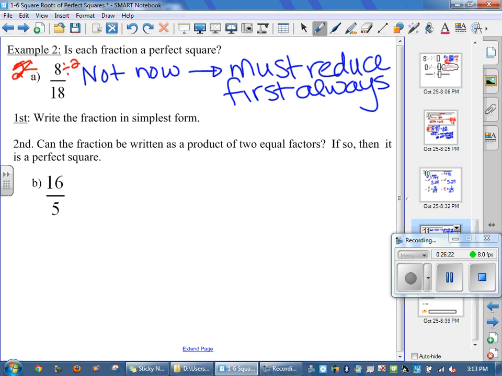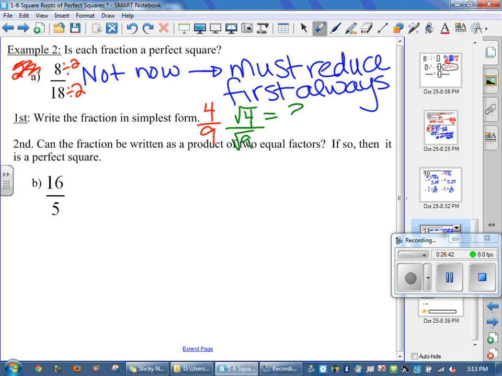Is that a perfect square? Yes, because both the top and bottom both are. We can check because we have to take the square root of them to check. So root of 4 is 2. Root of 9 is 3. So 2 over 3, perfect square, absolutely.